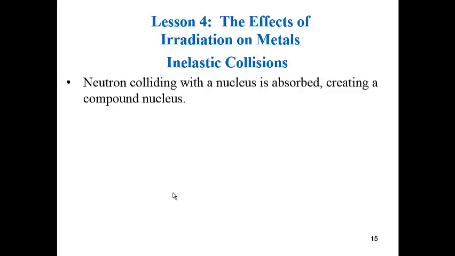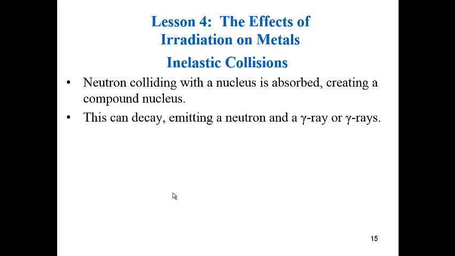Basically, if we get a neutron colliding with a nucleus, and it's absorbed, it creates a compound nucleus. This can decay, and that will emit a neutron and gamma rays, a gamma ray or gamma rays, depending on what happens and what the element is. So we end up getting this neutron-gamma type of interaction.